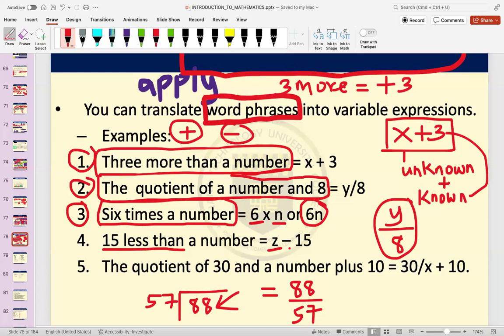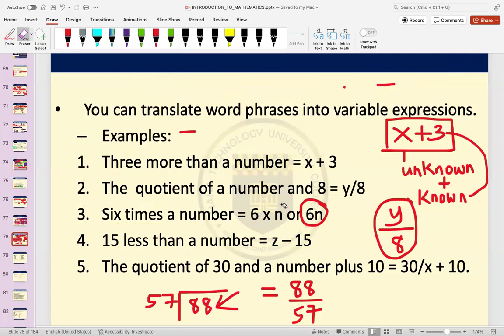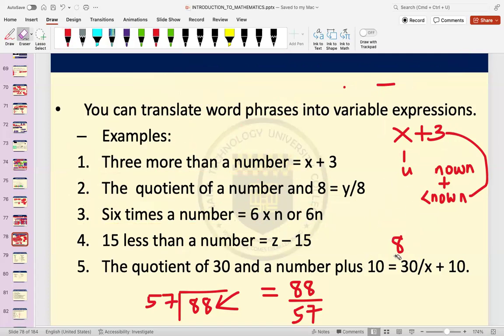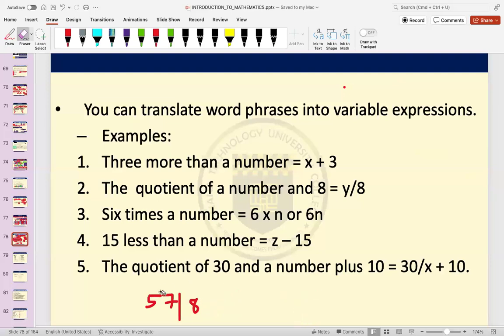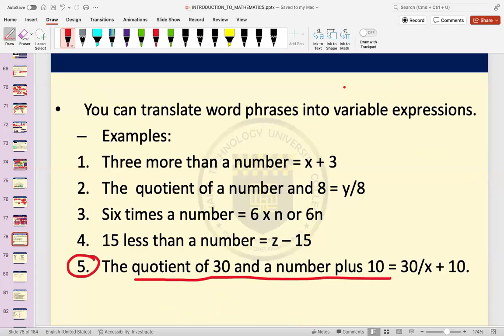in alphabets and numbers. But this time, we are translating word phrases into algebraic expressions. Now, sometimes you can have compound or complex ones like number 5. If you look at the fifth one, it's longer than all the rest. It says the quotient of 30 and a number plus 10. Look at the words.